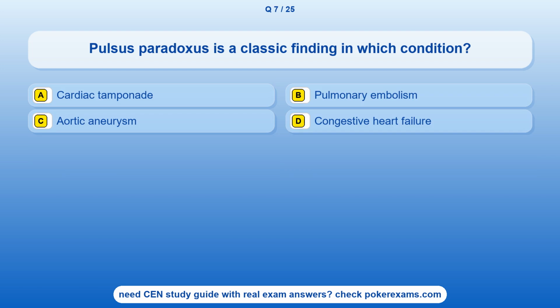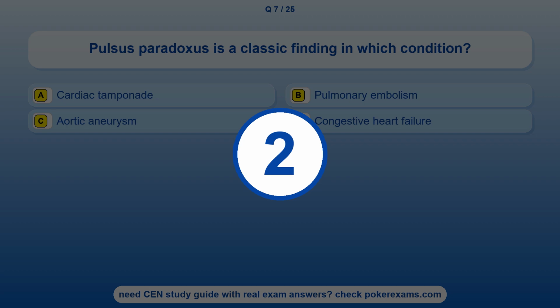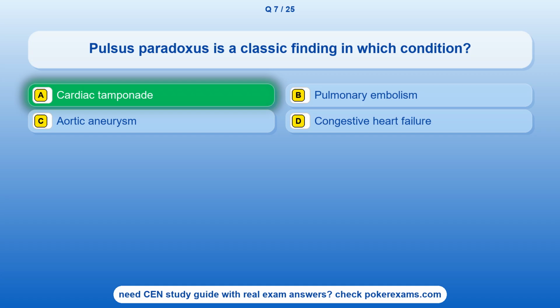Question 7. Pulsus paradoxus is a classic finding in which condition? Option A, cardiac tamponade. Option B, pulmonary embolism. Option C, aortic aneurysm. Option D, congestive heart failure. The correct answer is option A, cardiac tamponade.